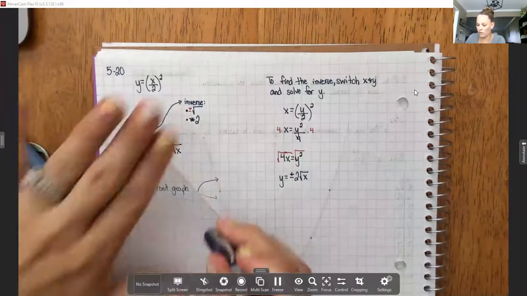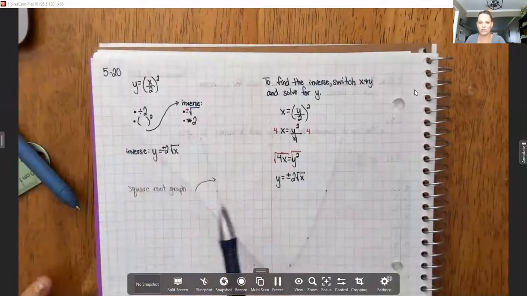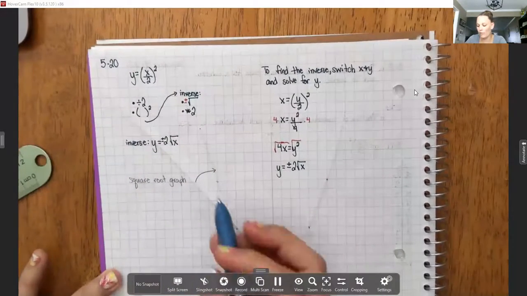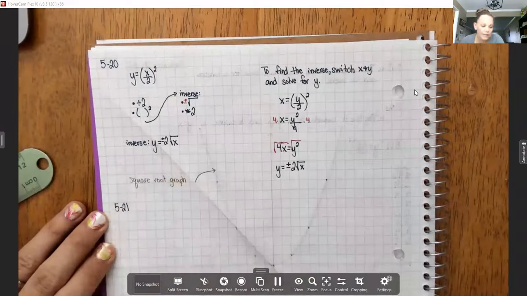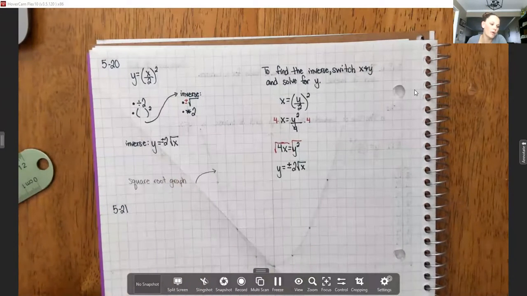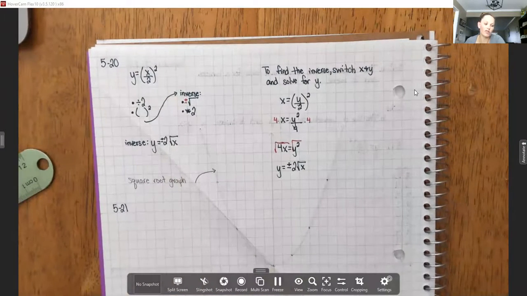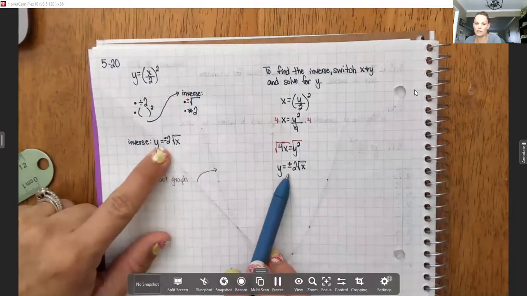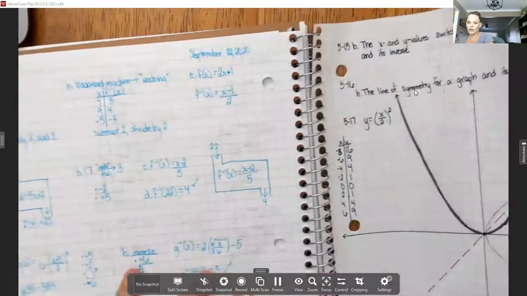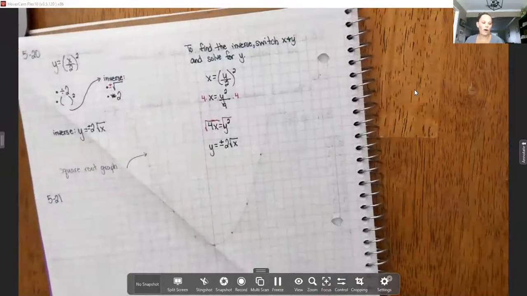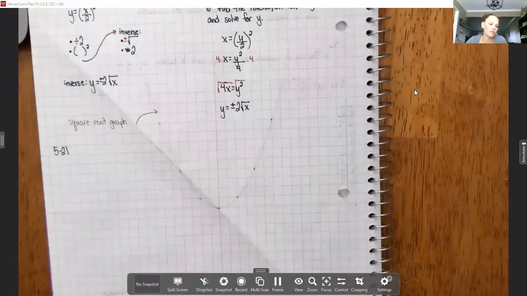So that's our square root graph, and we need the bottom half. All right, so 5-21, last one, still referring to that same problem. Consider the equation for this inverse. So consider this, which is the graph we graphed here, the sleeping parabola. There it is. So that sleeping parabola there, is it a function?